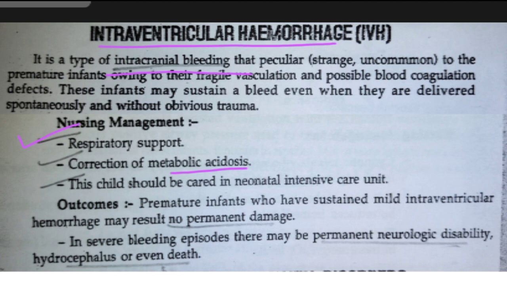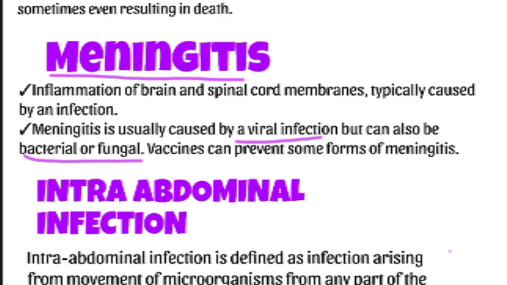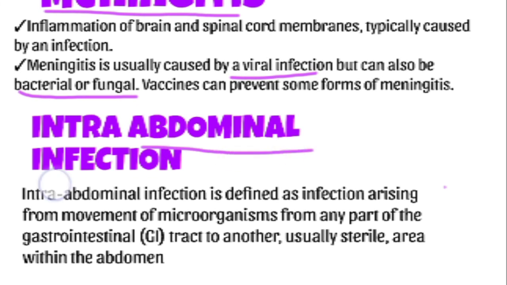And one thing, this condition will not cause permanent damage in the brain. It can be cured, but if it is very serious, then it can even lead to death or a permanent neurological disorder. The baby can't walk or has some kind of problems. This is IVH. Next, intra-abdominal infection.